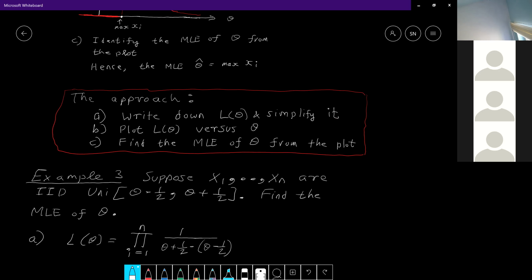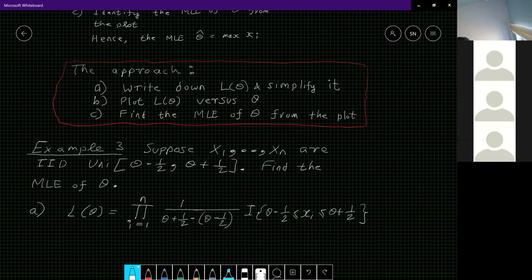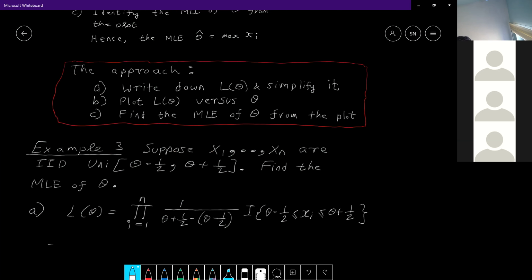Okay, so that's the density function, and then you need to have the indicator function, which, as I mentioned before, says that every data point xi must lie between the lower bound and the upper bound. If you have any questions, please use the chat box. So this is equal to 1. It's basically 1 divided by 1, which is 1. So this becomes the product of the indicator function.